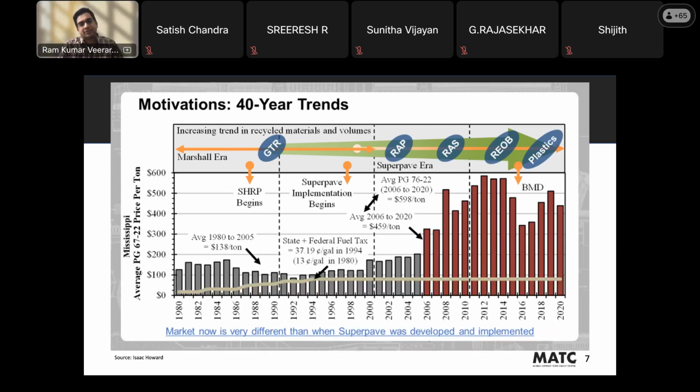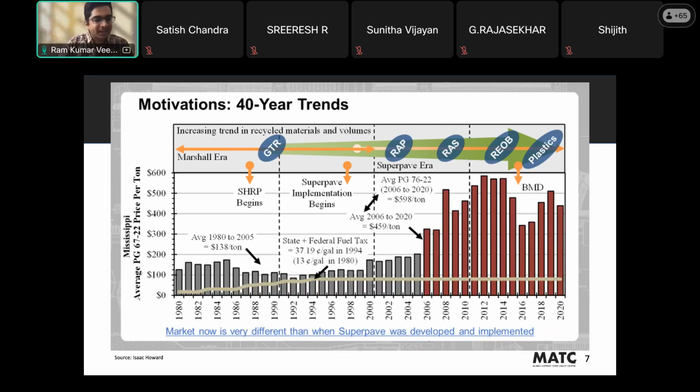So this graph that you're seeing over here, you can have a look at the motivation for this BMD, why we are now talking about this balanced mix design. So this is a trend over the 40 years. It's almost the time when the NATPAC was initially established.